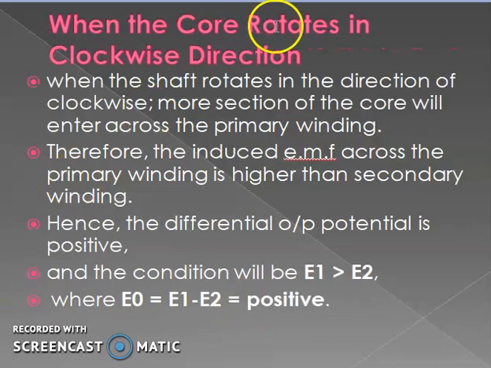When the shaft rotates in the clockwise direction, more of the core enters the primary winding side. Therefore, the induced EMF is higher in one secondary winding than the other, and hence the differential output voltage is positive. Here E1 is greater than E2, so the output voltage is a positive value, E0 is equal to E1 minus E2.